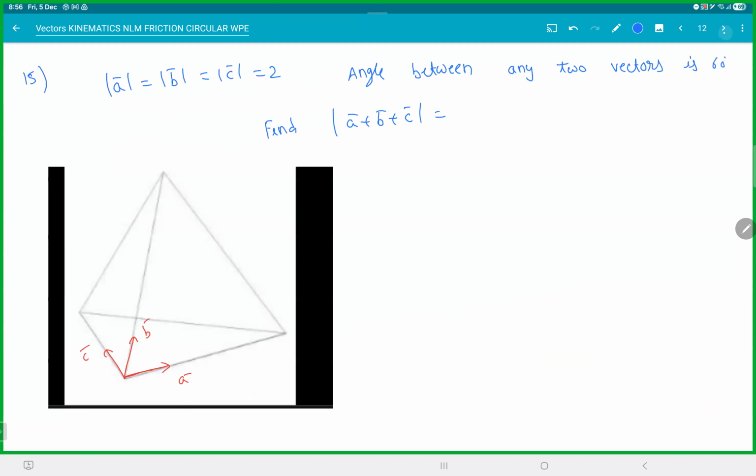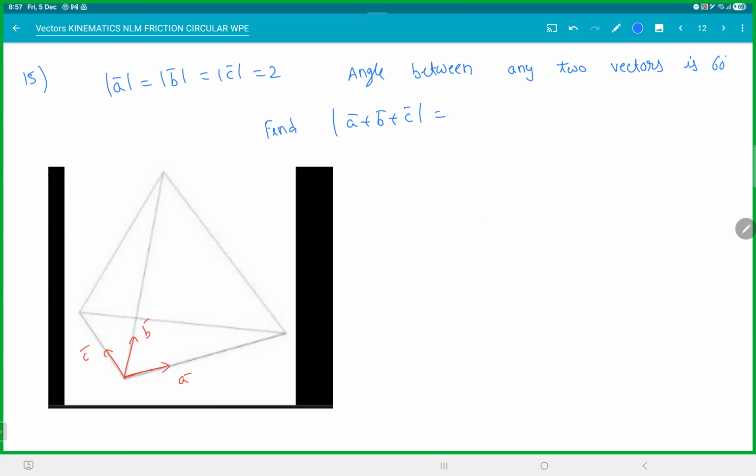What about this guy? Mod A bar is equal to mod B bar is equal to mod C bar. Angle between any two vectors is 60 degrees. Now, the wording is important. Between any two vectors is 60 degrees. So some people think like this. This is A bar. This is B bar. This is 60. This is 60. But A and C angle is not 60. It is 120. The three vectors are not in the same plane. There. This is the picture.